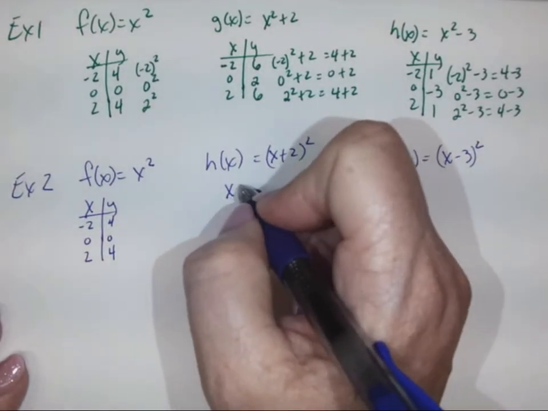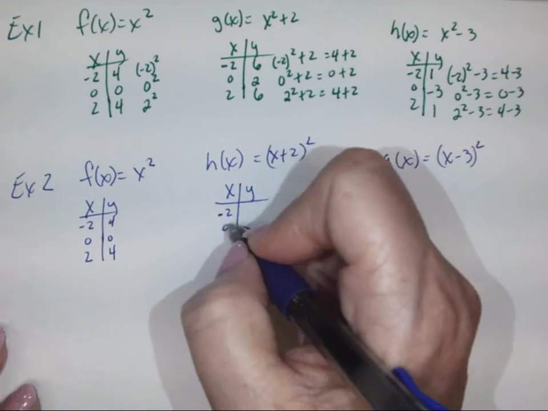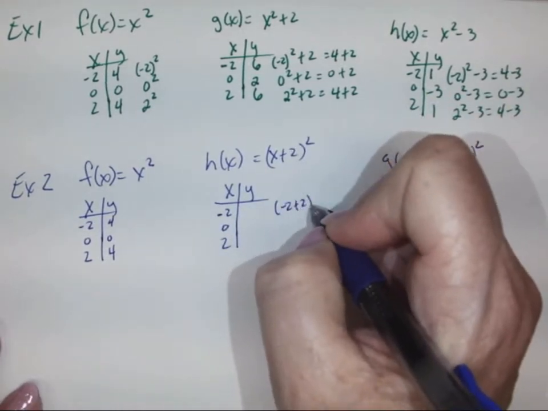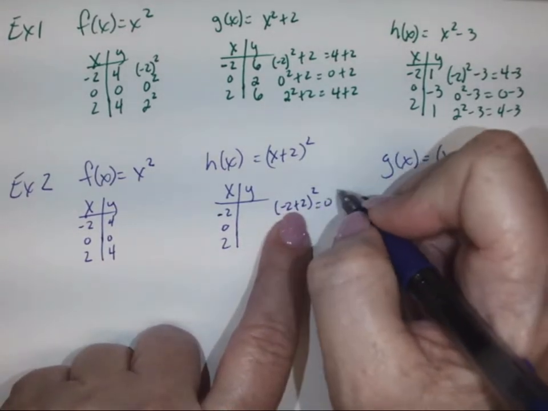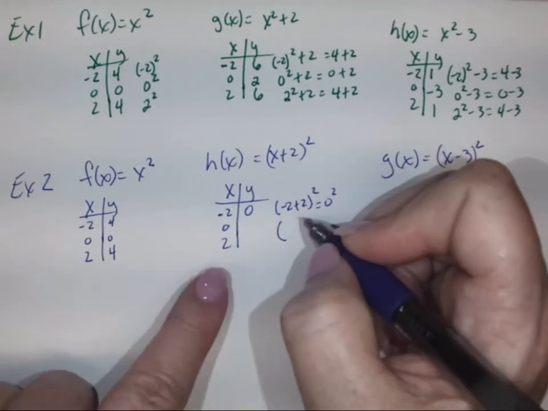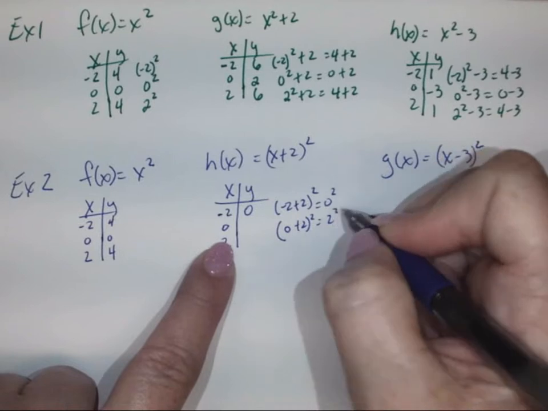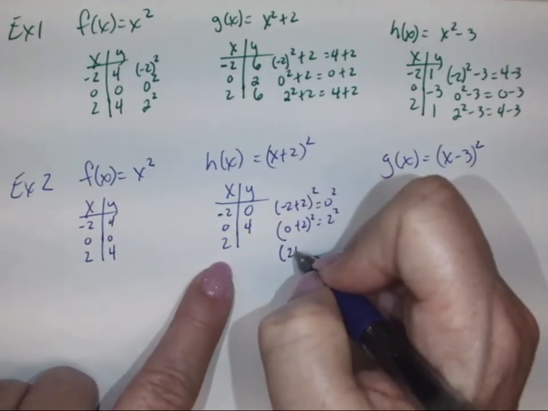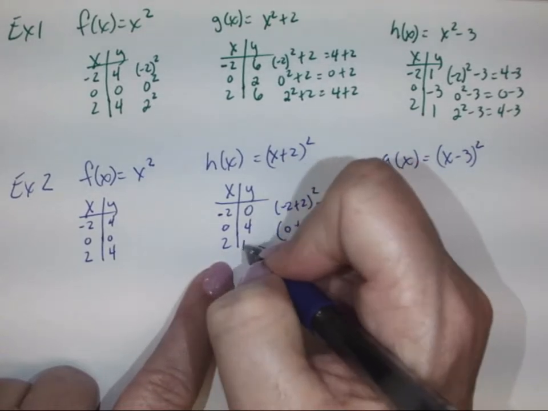Over here on the next graph, though, we're going to use -2, 0, and 2. But when we plug it in, we get (-2 plus 2) squared. Well, -2 plus 2 is going to get me 0 squared, which is 0. And (0 plus 2) squared will get me 2 squared, which is 4. And (2 plus 2) squared equals 4 squared, which will get me 16.